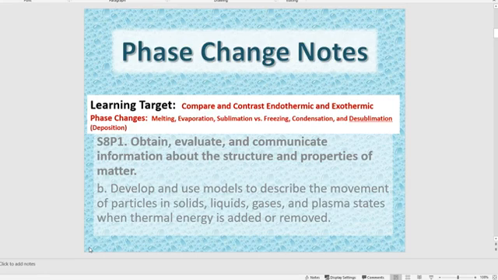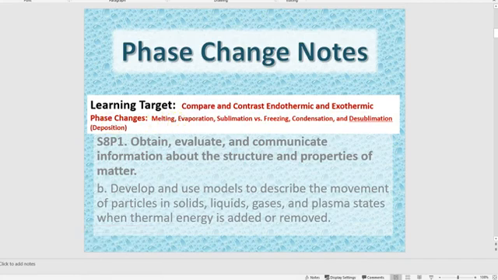Most of the material I'm teaching today you should have learned in 6th grade earth science about the water cycle. But I want to throw in some bigger, fancier words now that you're in 8th grade. Today's learning target is to compare and contrast endothermic and exothermic phase changes or reactions. Here is a list of those. We're going to compare melting, evaporation, and sublimation versus freezing, condensation, and desublimation, which is also known as deposition.